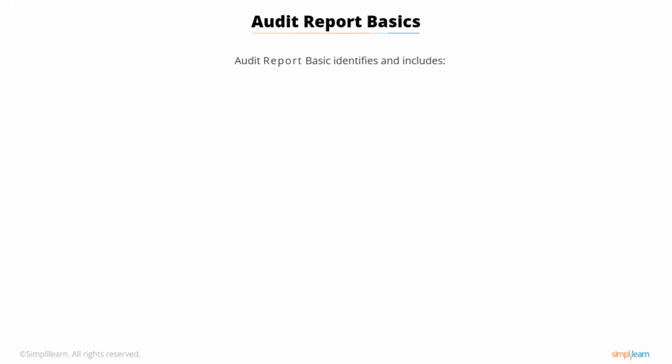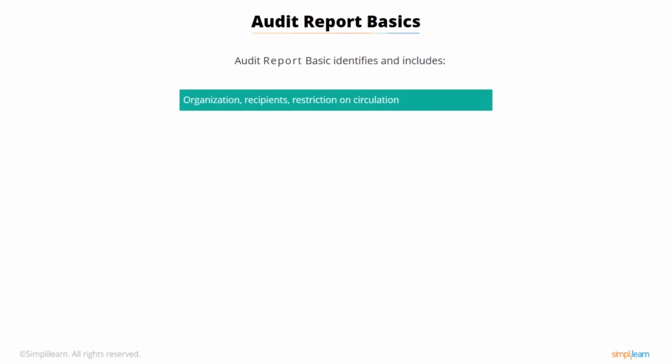When you're doing a report, there are some basics. First of all, obviously, who are you auditing, the organization? Who should receive a copy of this audit? And are there restrictions? Should this audit not be forwarded? Can it be forwarded to certain people? Basically, these are demographic issues. Who's being audited? Who gets to know about the audit?